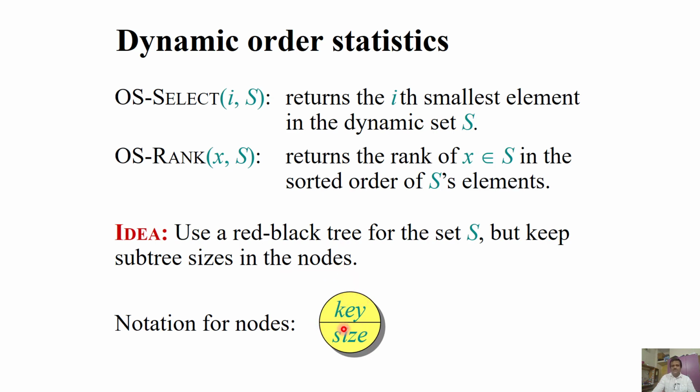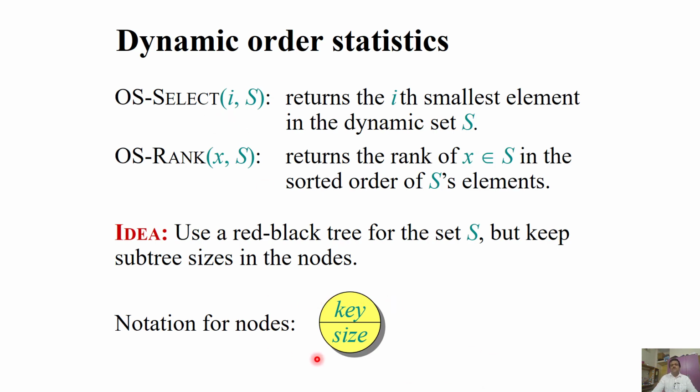So that information we want to keep, and we will see how it will help us find the ith smallest element, or the order characteristics. And this other one is for finding, for a given element, what is its rank. That we will not discuss; we will discuss the algorithm OS select, which finds the ith smallest on this dynamic set.